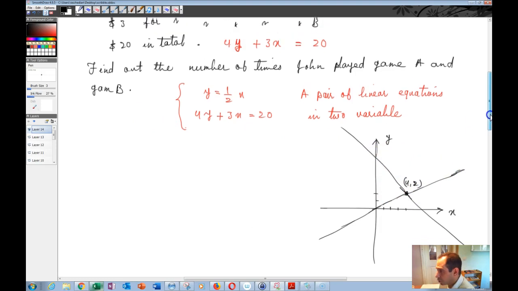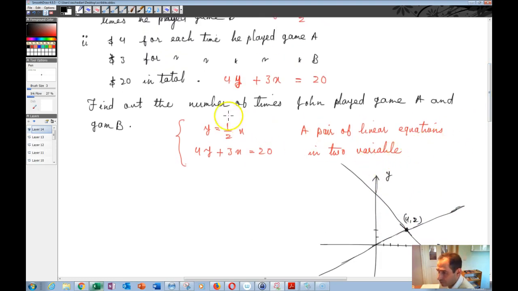Now if you use this solution in any of these equations, you will see that this solution actually satisfies both of these equations, meaning that 4, 2, and so y is equal to 1/2 x. So if you substitute this point in this equation, you'll get 2 is equal to 1/2 times x, which is equal to 4, and so 2 is equal to 2, which means that this point actually satisfies this equation up here.